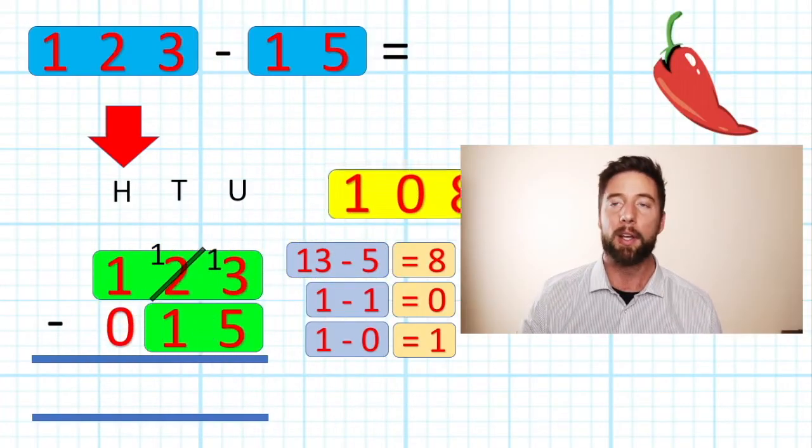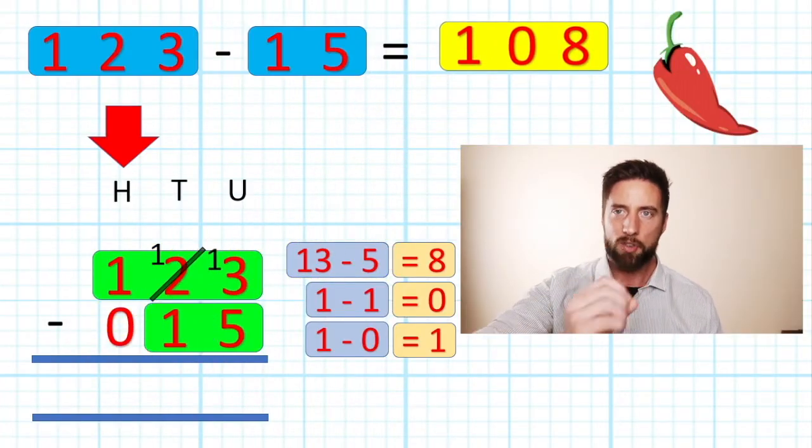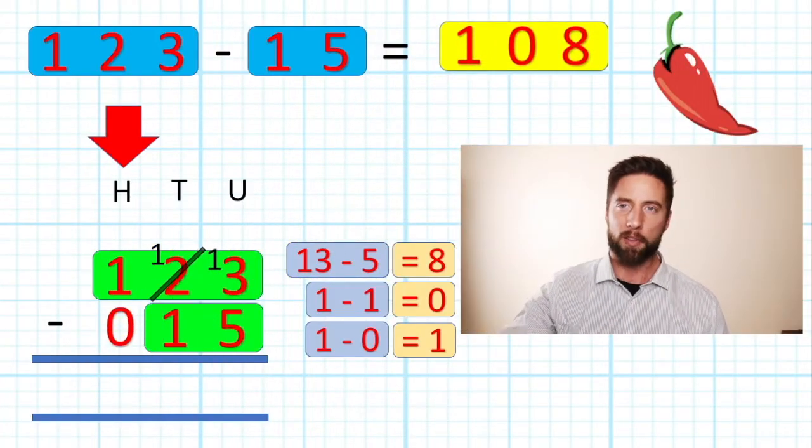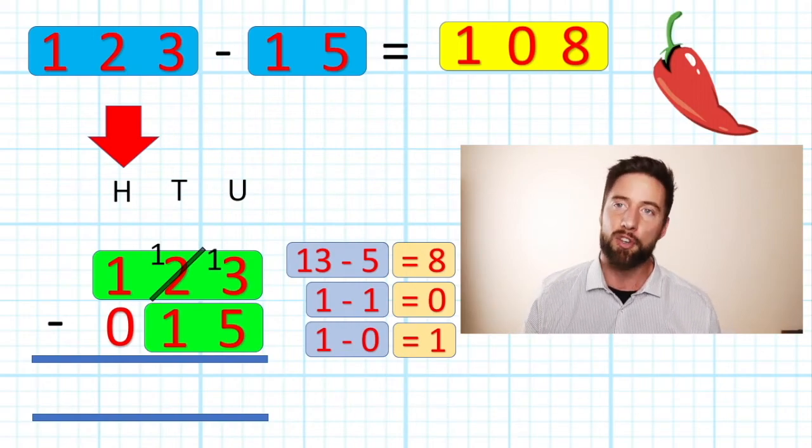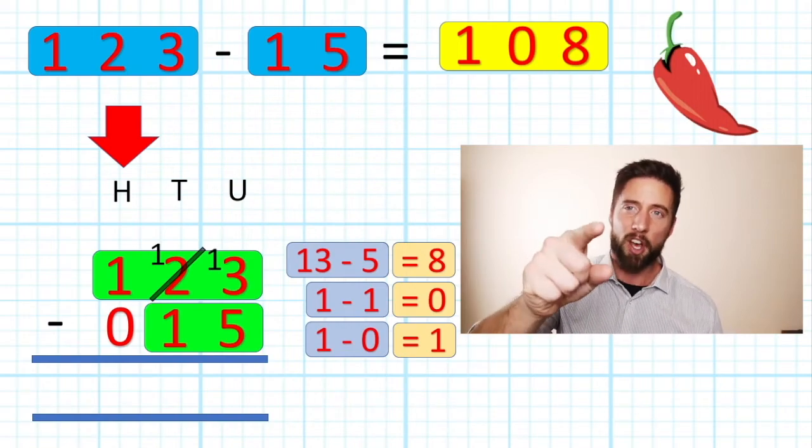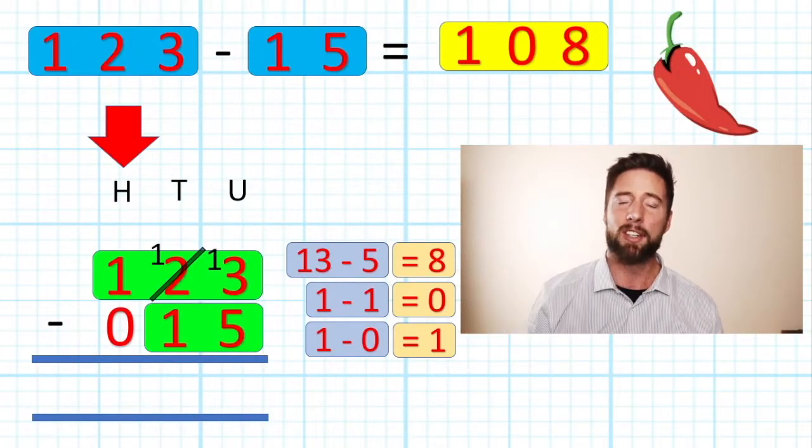Now let's remember, we always finish our number sentences, drag it up. 123, subtract 15 is 108. You've just done a red chili challenge.